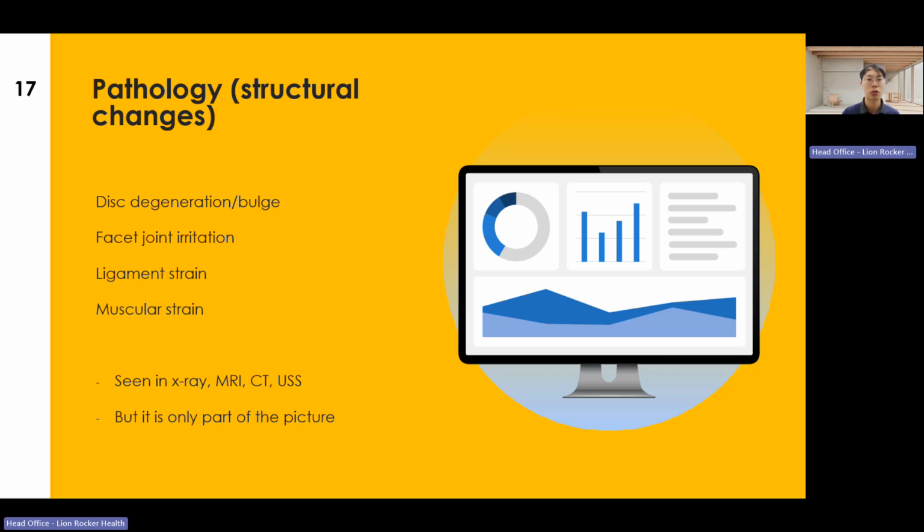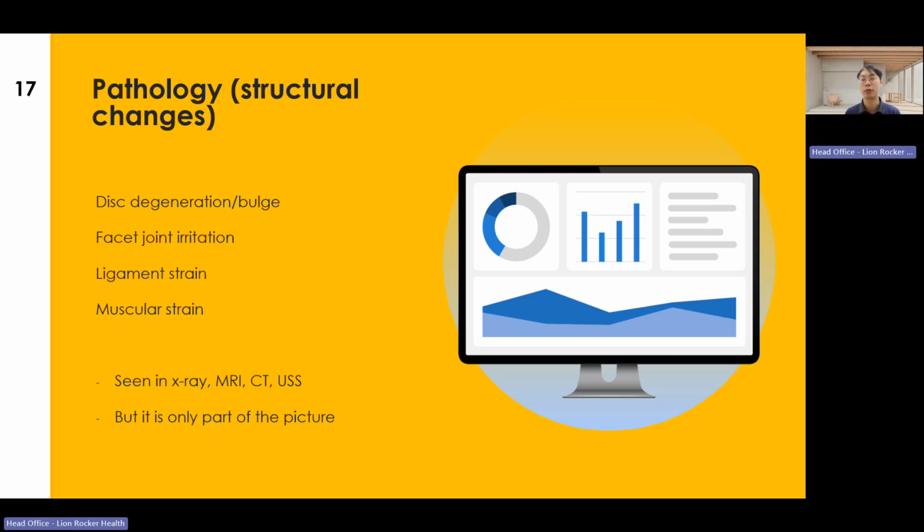Structural pathology, or pathology, is what we usually refer to as a structural change. This is what we just talked about. There could be degeneration of the disc that causes the disc to herniate, to slip. It could be facet joint irritation because of excessive wear and tear. It could be a muscle strain, like we said, a secondary problem. Usually these changes can be seen on imaging, which is when physios or doctors refer you for an X-ray, MRI, CT, or ultrasound. These are the things that we can see on a picture or on a scan. It usually answers part of the question of why a person is having pain.